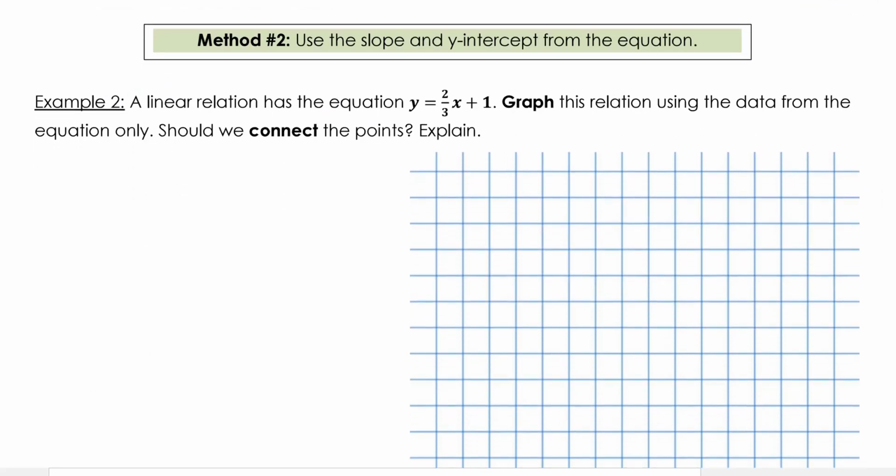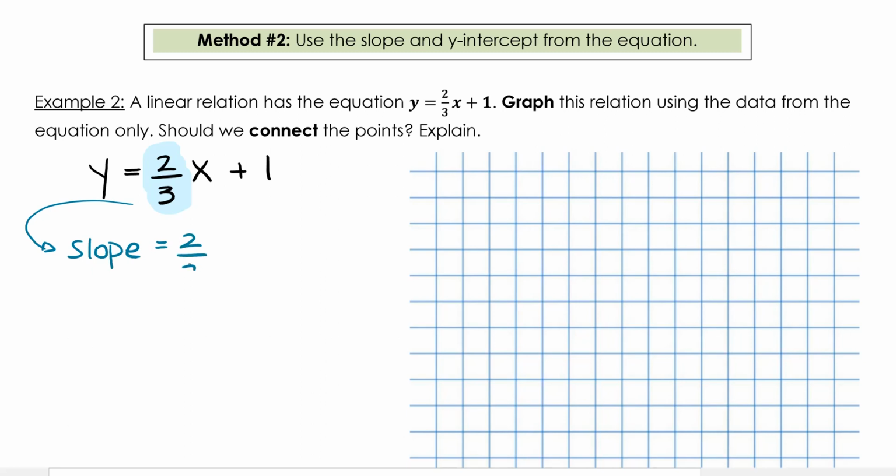Second way of graphing a linear equation is to use the information embedded in the equation, including the slope and the y-intercept. So say we had the equation y equals 2/3 x plus 1. Graph this relation using the data only from the equation. So first we identify our slope, which is 2/3. That means that our rise is 2 and our run is 3.